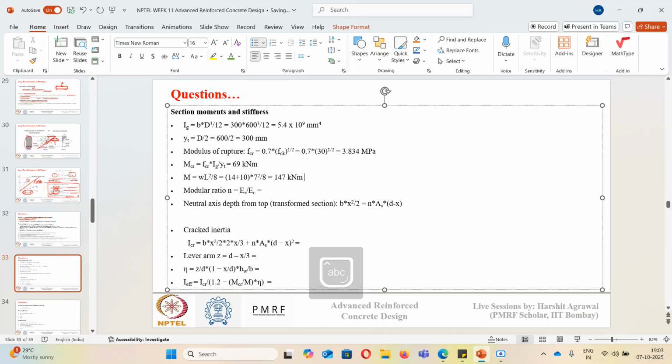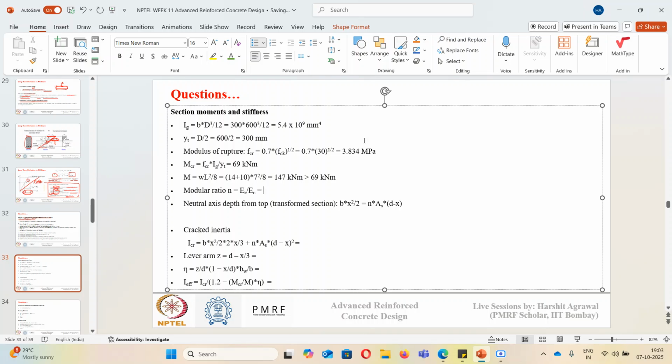Whatever moment is right now acting on the concrete is more than the cracking moment of concrete. That's why we need to consider I effective. If the moment acting on the concrete were less than 69 kilonewton meter, then I effective would be I gross only. Since it is more than the cracking moment of concrete, we are using I effective. Now the modular ratio is the ratio of the modulus of elasticity of steel upon the modulus of elasticity of concrete.